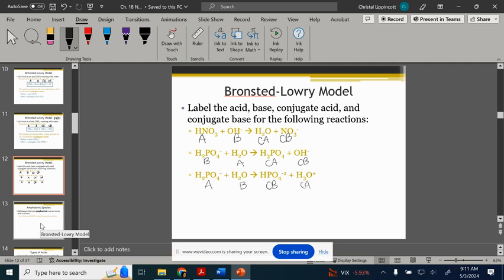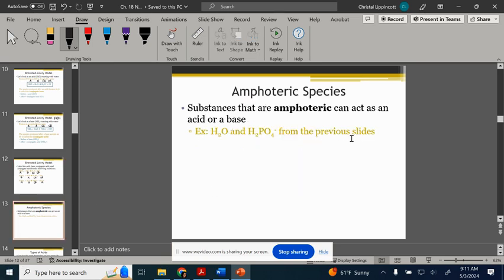Now, there are certain situations where water, and there's other things too, but water is a great example of this, where sometimes it acts as an acid in certain situations, and in other situations it acts as a base. And we call that amphoteric.